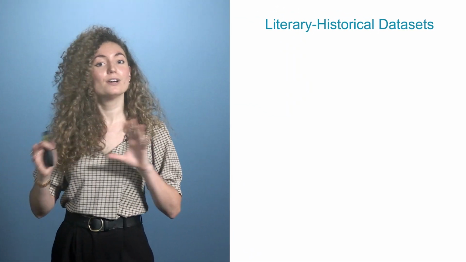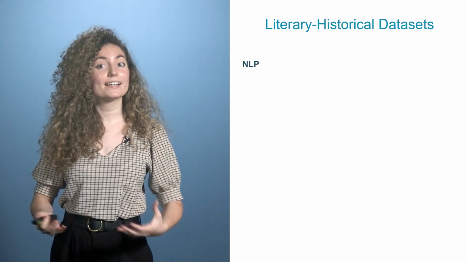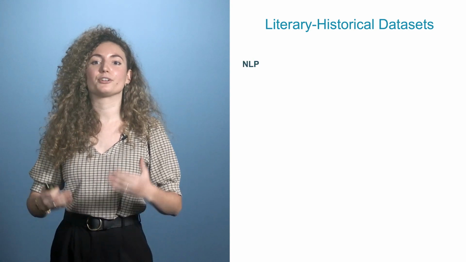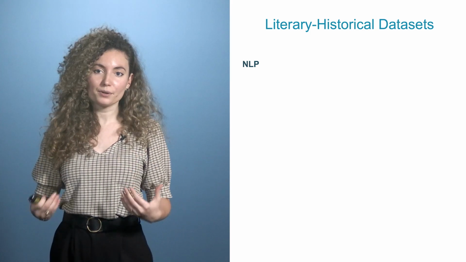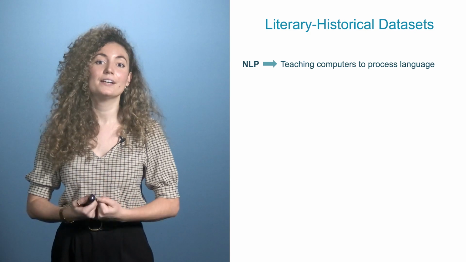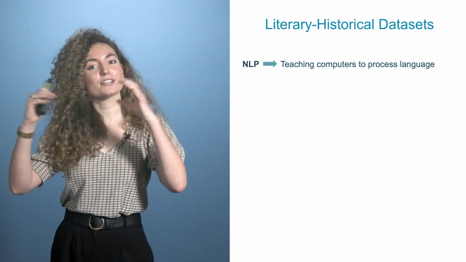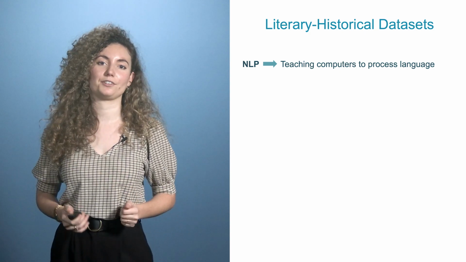In this video, we will go a bit deeper into the challenges that arise when we apply NLP to literary historical datasets. So, first of all, a couple of definitions. Natural language processing, or NLP, is a field on the crossroads of computer science, AI, and linguistics, which focuses on teaching computers how to process natural language. The humanities, then, of course, is an umbrella term to refer to the study of history, the arts, and literature.